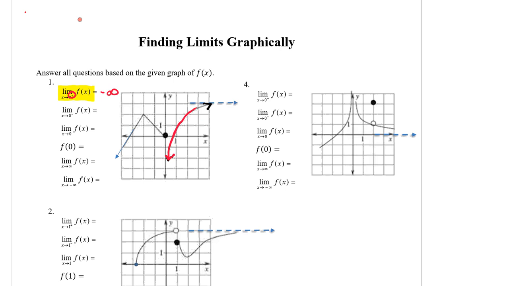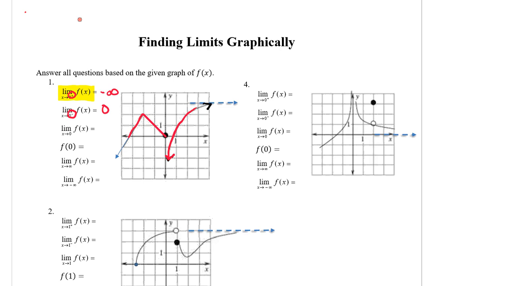To determine the limit of our function as x approaches 0 from the left, I'm going to hop on that function to the left of 0, and it can really be anywhere to the left of 0, and I'm just going to head towards 0. And as I approach an x value of 0, it looks like my y values also head towards 0, making the limit of our function as x approaches 0 from the left equal to 0.